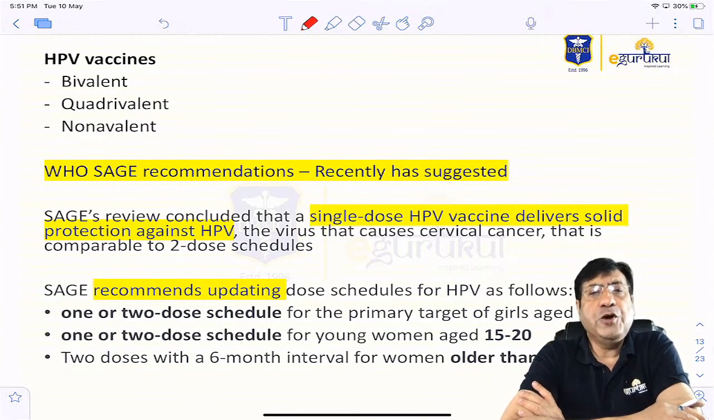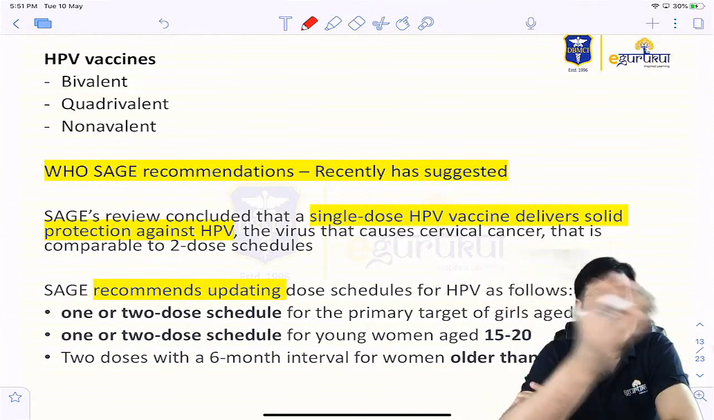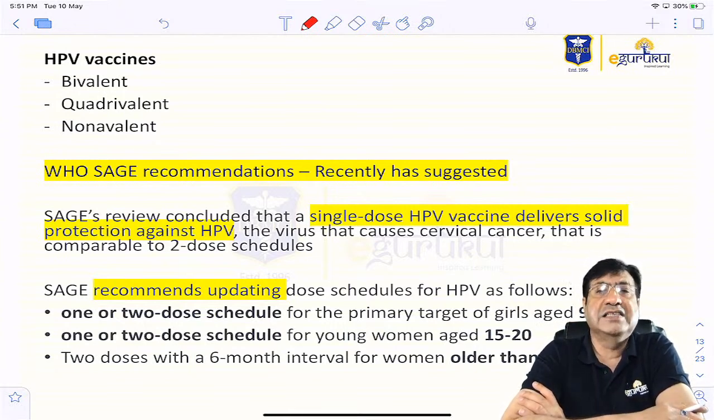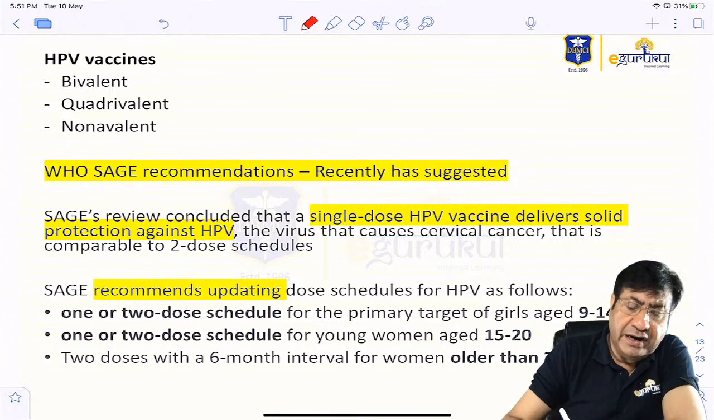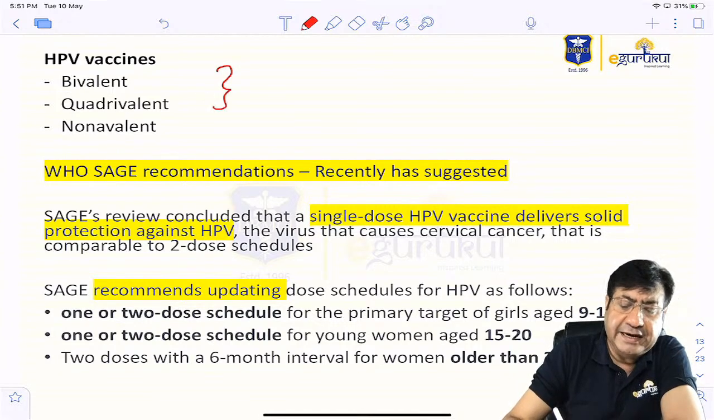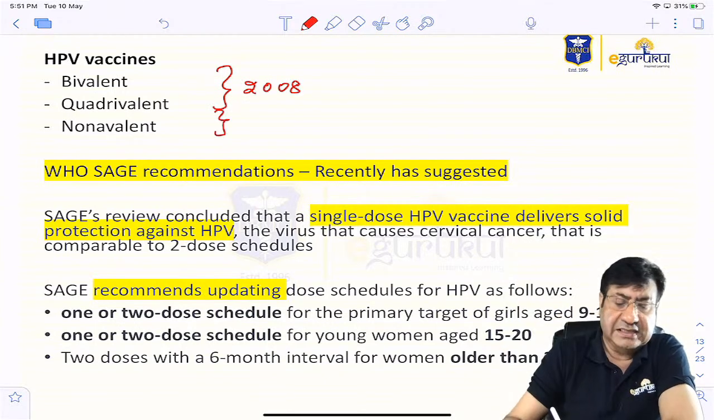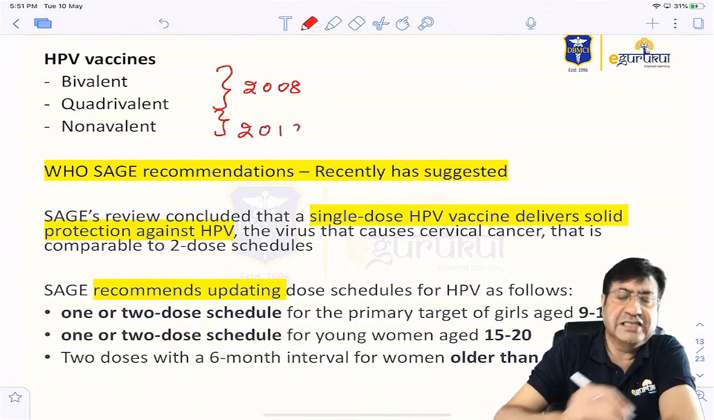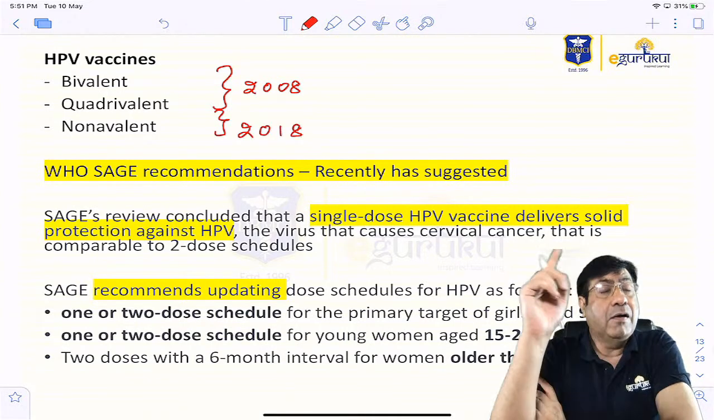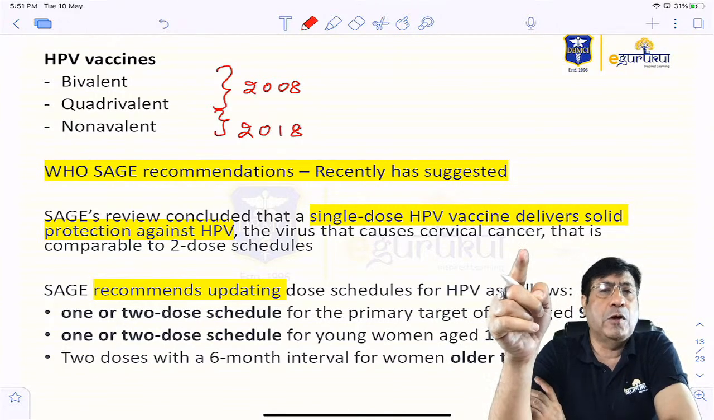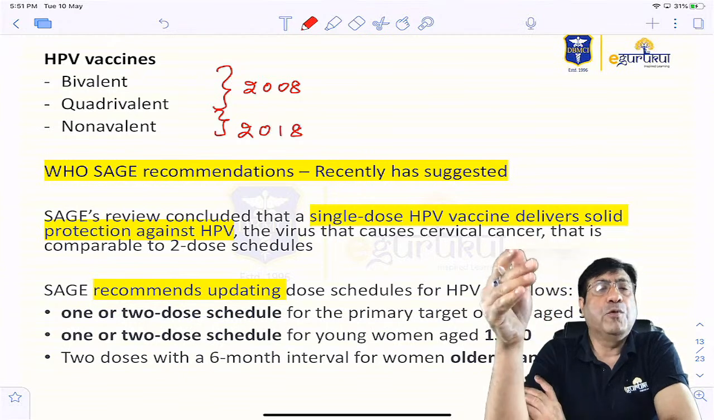There are 3 primary human papilloma virus vaccines which are available. One is the bivalent vaccine, Cervarix, the quadrivalent vaccine, Gardasil, and the more recently introduced nonavalent vaccine, Gardasil 9. The bivalent and the quadrivalent vaccines were licensed for use, I think, in India in 2008, while the nonavalent vaccine, which is the more recent vaccine, was licensed for use in 2018. And the nonavalent human papilloma virus vaccine is the only HPV vaccine here in India which has been approved for use in boys.